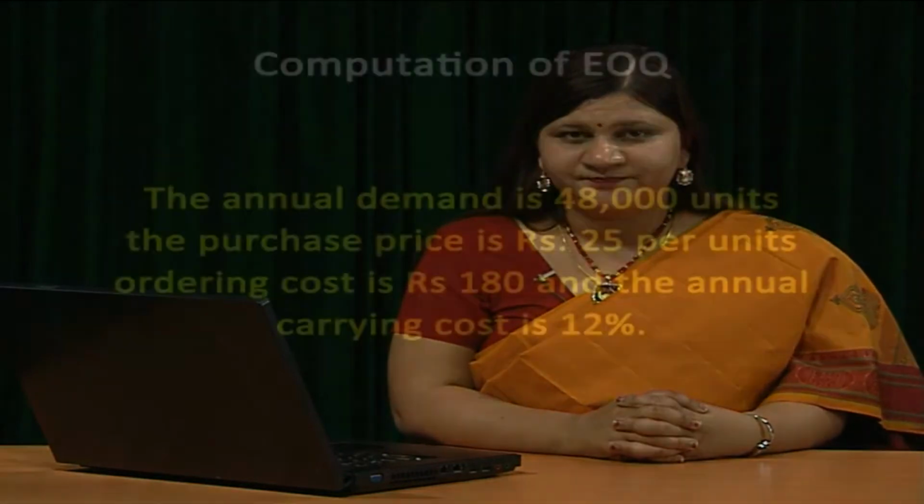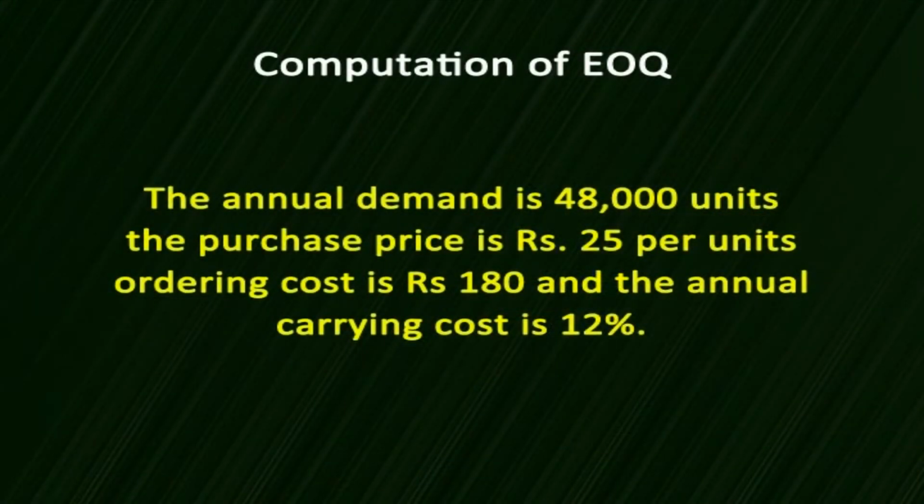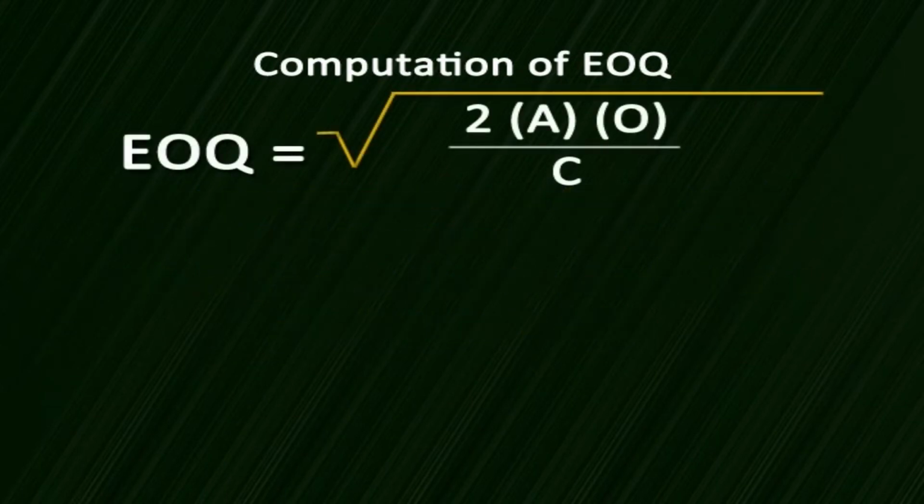Now students, we will learn the computation of economic order quantity with the help of an example. Let's see the example. The annual demand is 48,000 units. The purchase price is rupees 25 per unit. Ordering cost is rupees 180 and the annual carrying cost is 12%. Now we need to compute the economic order quantity.